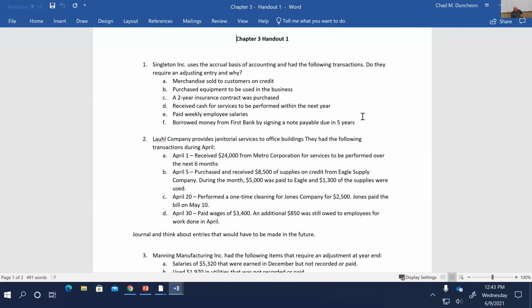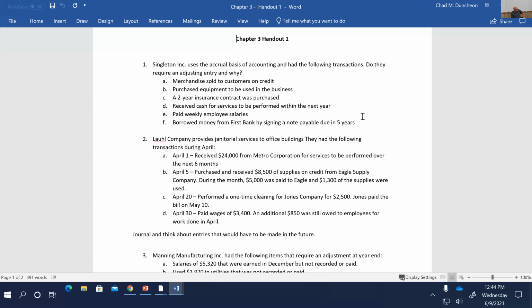Receive cash for services to be performed within the next year. Yes, this would be a deferred revenue situation. So when we receive the cash, we record the cash as a debit and create a liability of unearned revenue because we have not performed any of the services. And then as we perform those services, we would need to make adjusting entries to move it out of unearned revenue into service revenue.